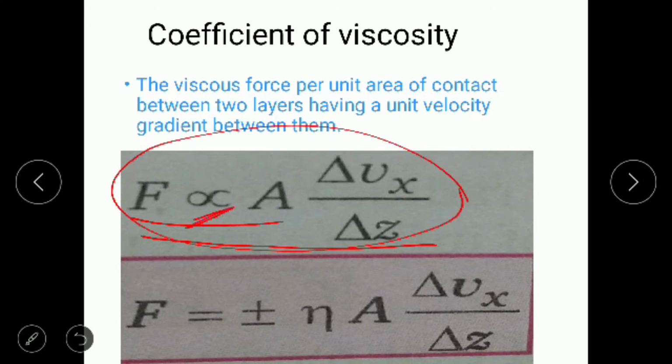Now when we remove the sign of proportionality, we put another constant, which is known as the coefficient of viscosity. So this nu over here is known as the coefficient of viscosity, and there is a plus minus sign, which indicates that the force between two layers is a mutual interactive force. On the layer A, the layer above it exerts a force in the forward direction, while the layer below it exerts a force in the backward direction.